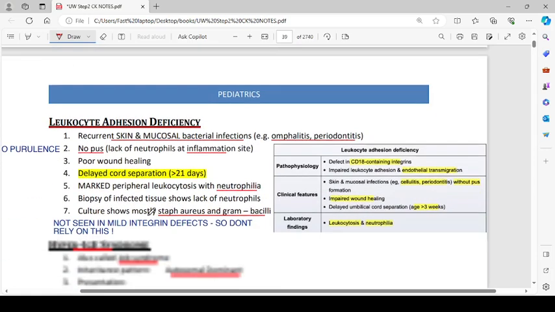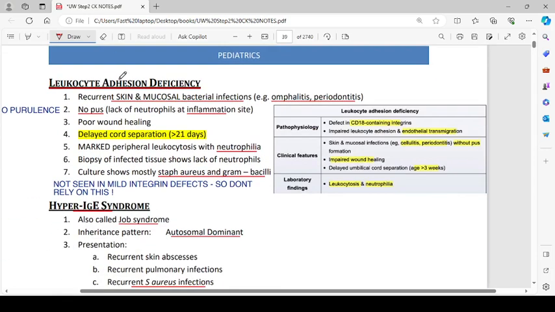Yeah. So moving forward, we have leukocyte adhesion deficiency. Recurrent skin and mucosal bacterial infections like omphalitis and periodontitis will be seen in the children who have leukocyte adhesion deficiency. So there will be zero purulence, which means no pus, lack of neutrophils at the inflammation site. The problem is that there is a defect in CD18 coating index. You will see the table.